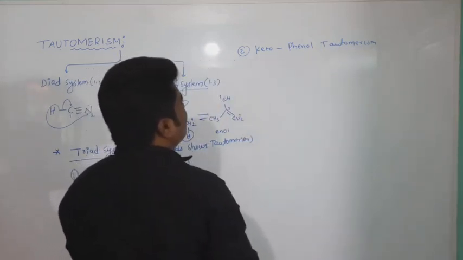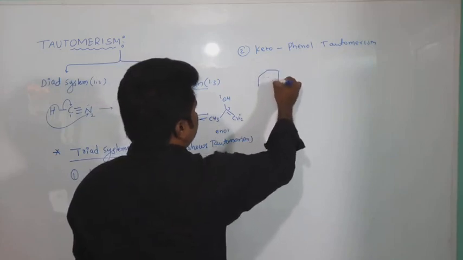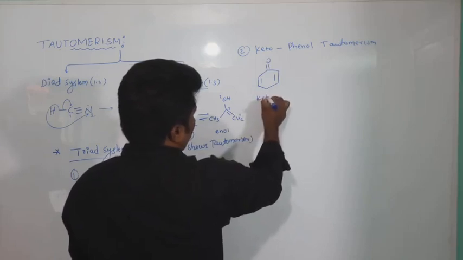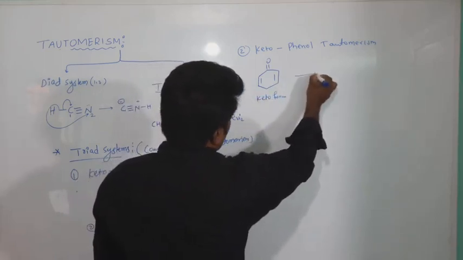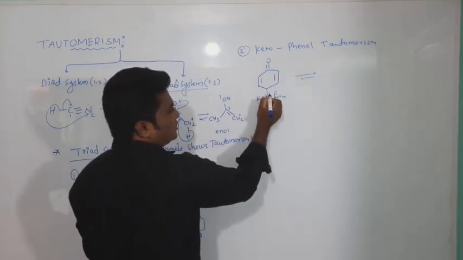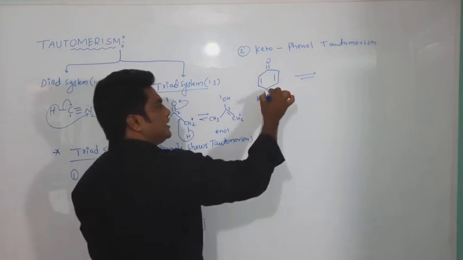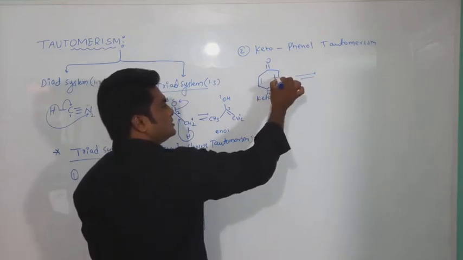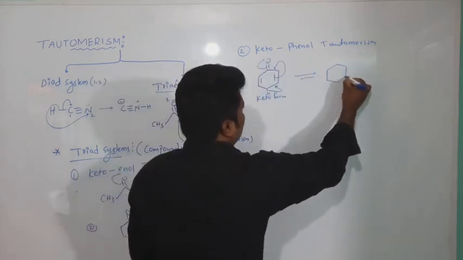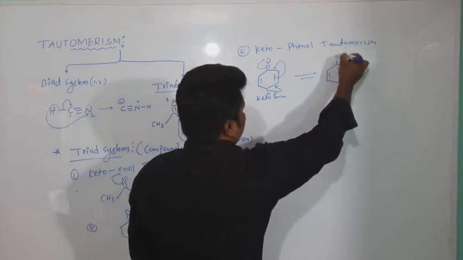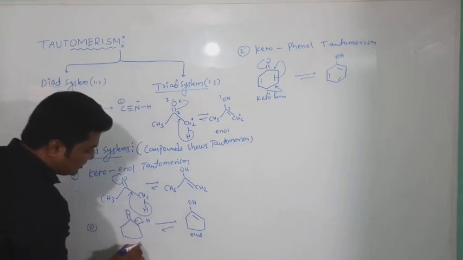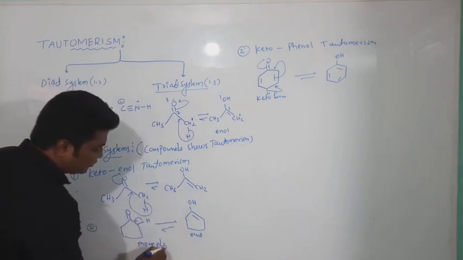So what is keto-phenol tautomerism here? Simple, I already gave this example. This one is the keto form. Here the alpha hydrogen is on an sp3 carbon, so this is the alpha hydrogen atom. Now this alpha hydrogen atom undergoes resonance, and you get phenol. Now which is more stable here, ketone or enol? More stable is usually the keto form.